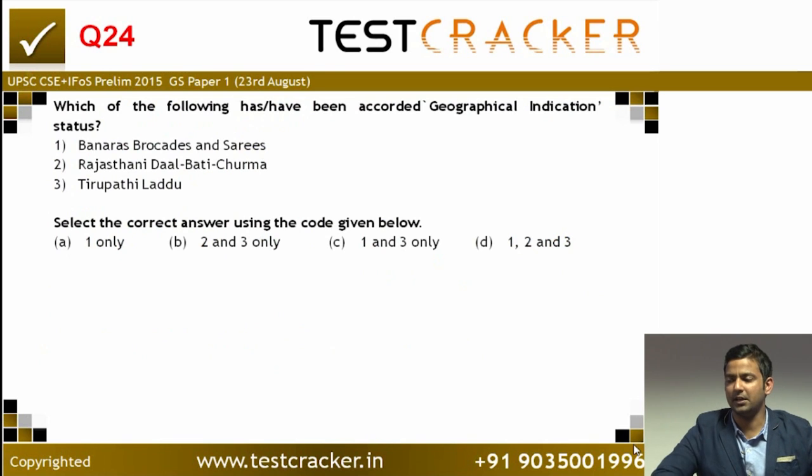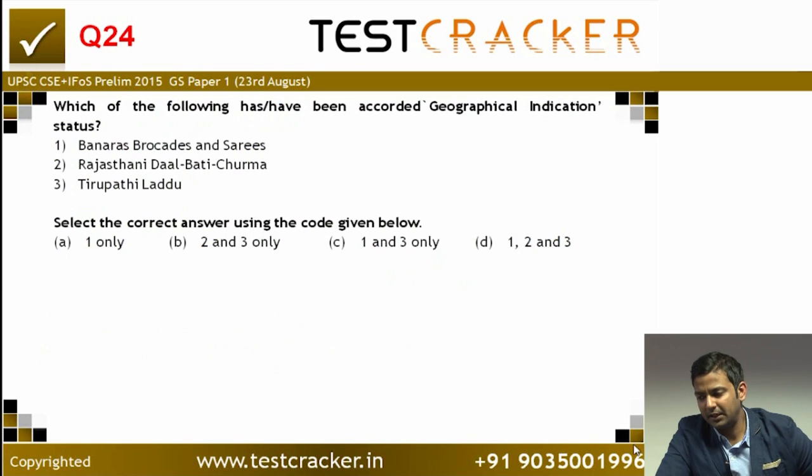Now geographical indication. In this case, Tirupati Laddu was in news. So Tirupati Laddu most people would have been very sure about. Banaras, the Banarsi saris, right? They also have geographical indication. The only doubt here should have been, which I would say is a very creative option statement given by UPSC, Rajasthani dal bati churma. So you need to take a call, although you may feel dal bati churma deserves geographical indication, right?